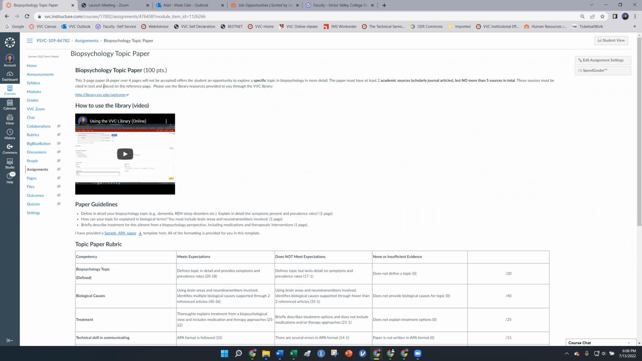It's only a 3-page paper. I do put in there that if a paper is over 4 pages, I'm not going to accept it. It only has to be 3 pages because I want to be very specific to this class. You only have 2 academic sources, so that's pretty easy, and no more than 5 sources in total. I give you the library website right here, and a little video on how to use the library. It's really easy to find those journal articles. It'll probably take you 15-20 minutes to find 2 journal articles to write on.